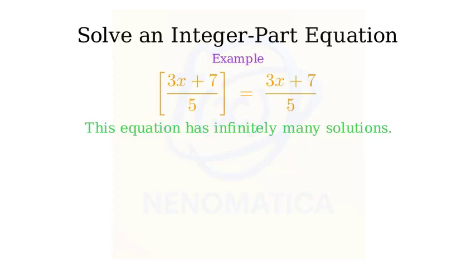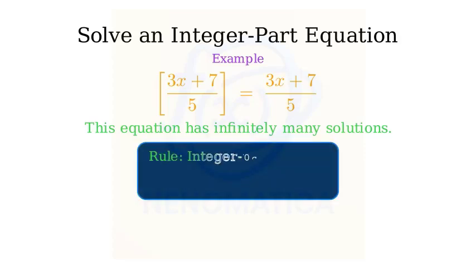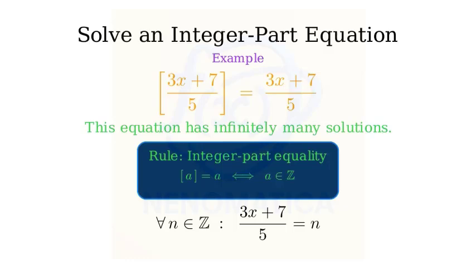The key idea is this. If the bracket which denotes the integer part returns the same number as the input, then the input must itself be an integer. We will turn the inside into an integer n, and then solve for x in terms of n. So we set (3x plus 7) over 5 equal to n, where n is any integer.